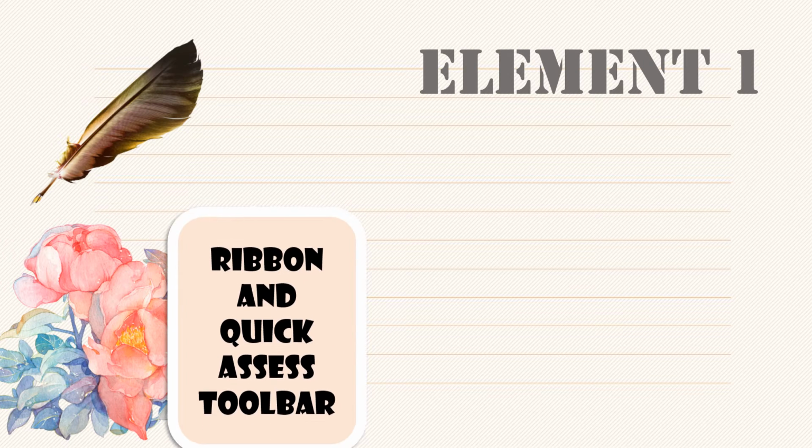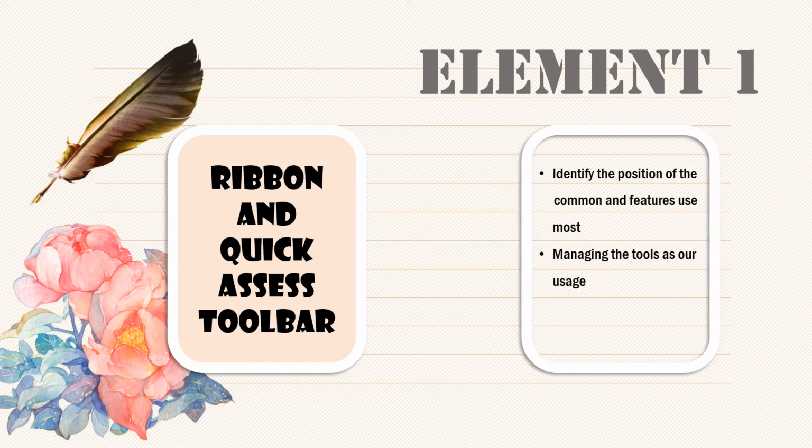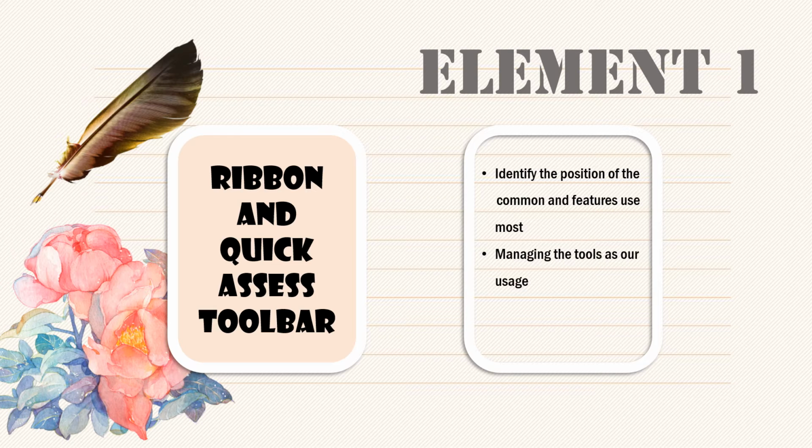Next, let's see what is inside element 1. Element 1 is the ribbon and quick access toolbar. You may identify the position of the commands and features used most, managing the tools according to our usage.